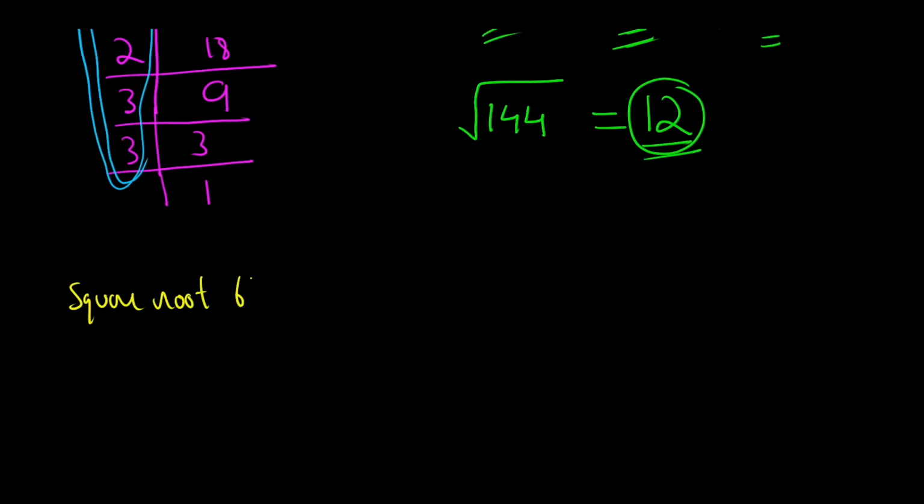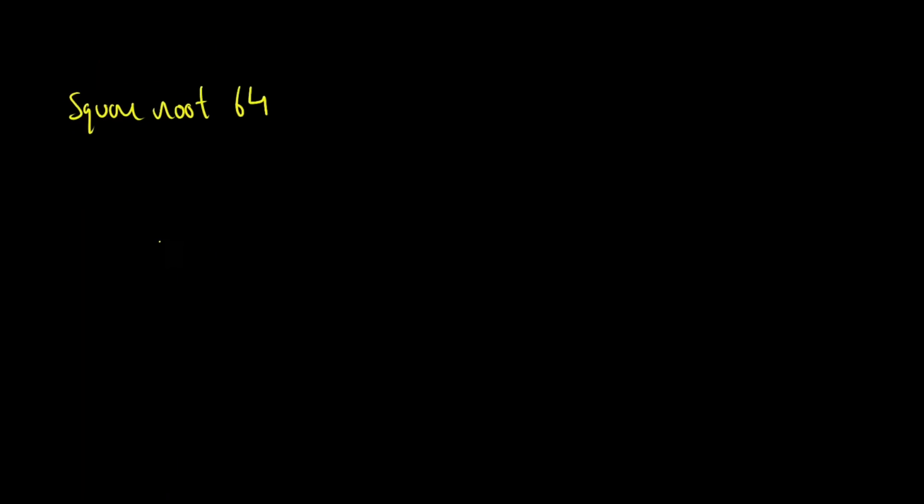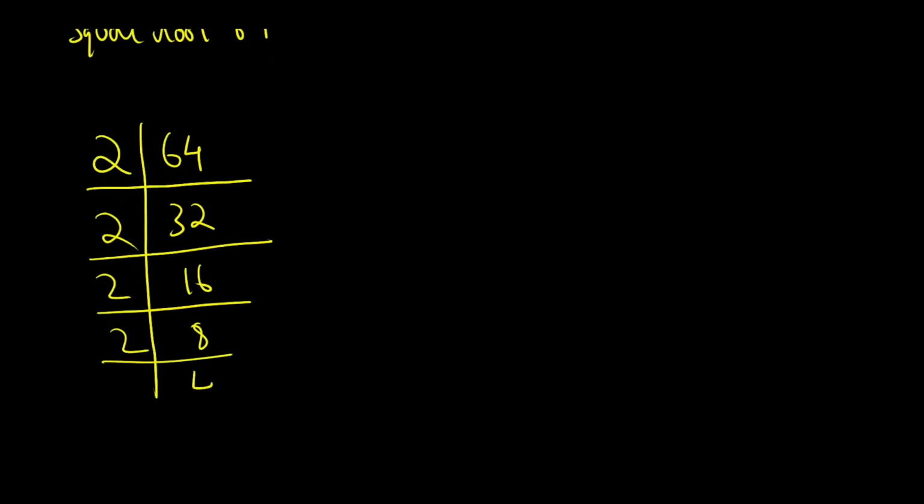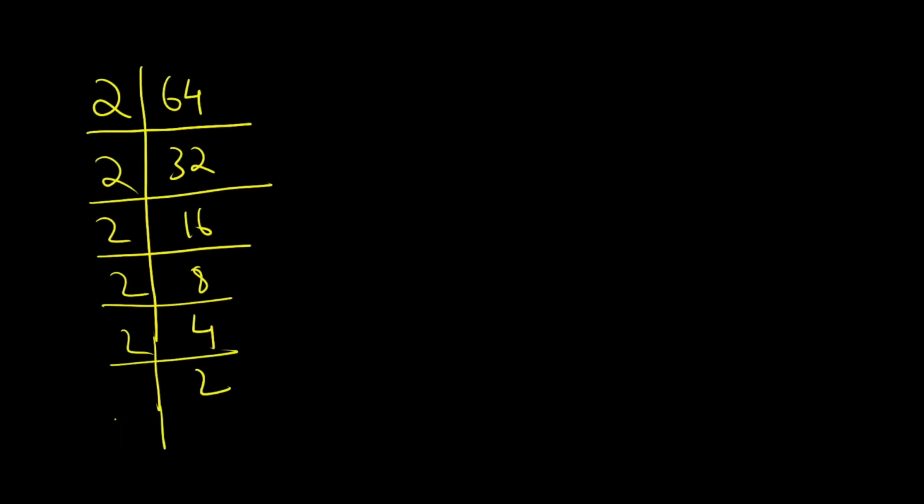Now let's say I want to find out the square root of 64. To find the square root of 64, I will first do the prime factorization of 64. It goes something like this. 2, 32. 2 multiplied by 16 is 32. 2 multiplied by 8 is 16. 2 multiplied by 4 is 8. 2 multiplied by 2 is 4. And 2 multiplied by 1 is 2.